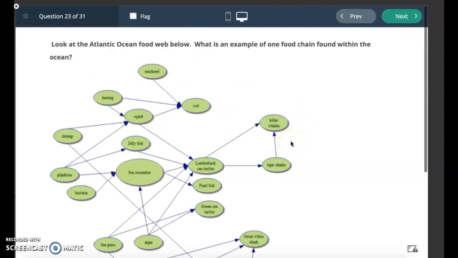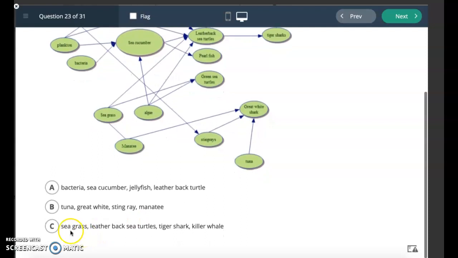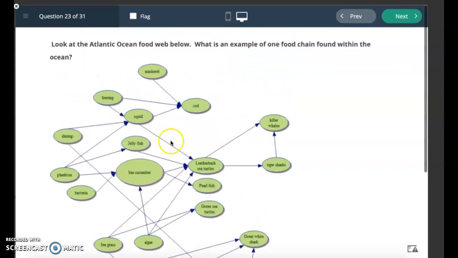23. Look at the Atlantic Ocean food web below. What is an example of one food chain found within the ocean? A, bacteria, cucumber, jellyfish, leatherback turtle. B, tuna, great white stingray, manatee. Or C, seagrass, leatherback sea turtles, tiger shark, killer whale. So look carefully at this food web.